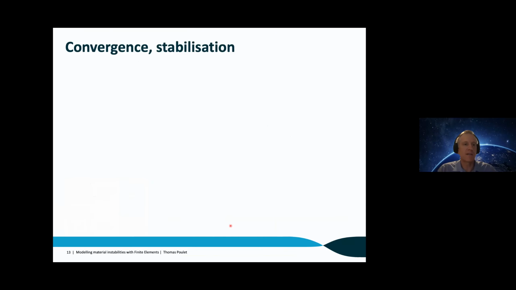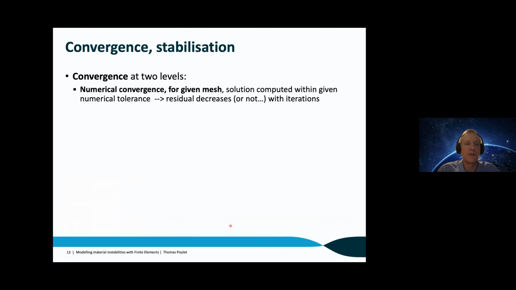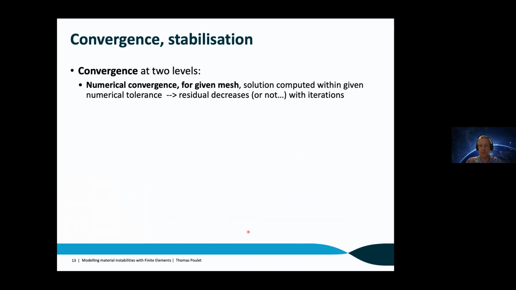Some other aspects of it are about the convergence and stabilization. So basically your convergence is at least at 2 levels, right? The first one is the numerical convergence, where you have a given mesh. So you've picked one of your meshes and you want to solve for it. You have some algorithms to use, and those algorithms involve some numerical tolerances. So you might have some absolute tolerances, some relative tolerances, a lot of things to fiddle with in order to get a solution that you think will be accurate enough.